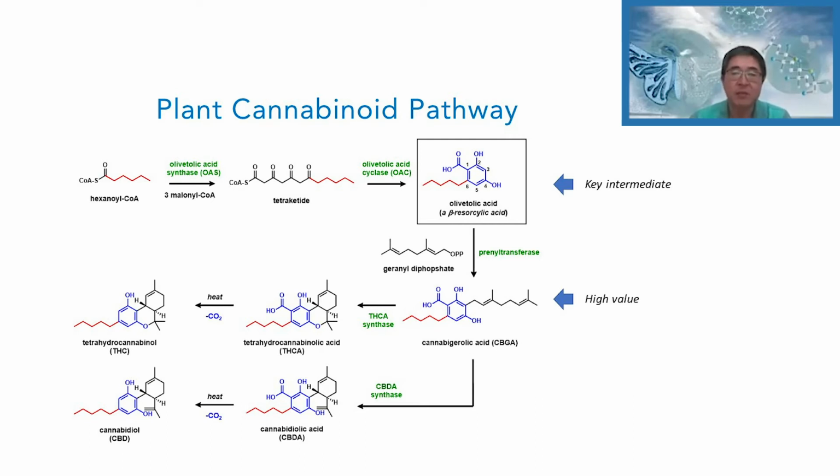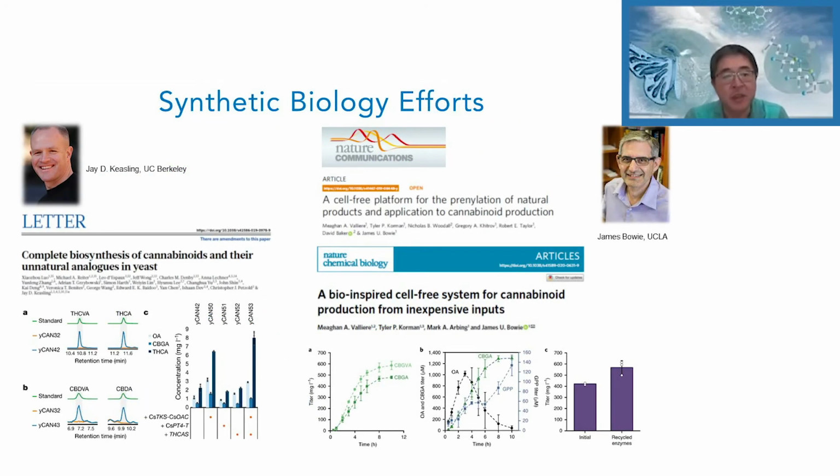So this pathway has been explored for synthetic biology applications. And most notably, Jay Keasling in 2019 published a paper in Nature reconstituting this pathway in yeast. However, the yield, as you can see on the figure below here, is quite low, in the milligram per liter level. And our own Jim Bowie in chemistry and biochemistry developed a cell-free platform to perform prenylation and production of CBGA. And using his optimized cell-free system, they can reach pretty high concentration, albeit the relative volume is much smaller compared to what fermentation can afford.